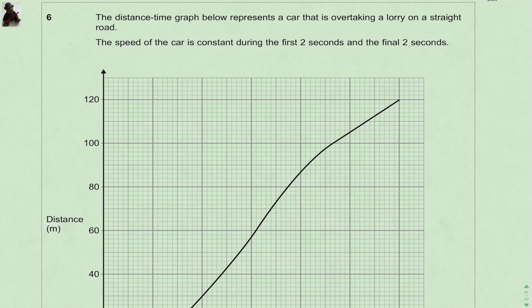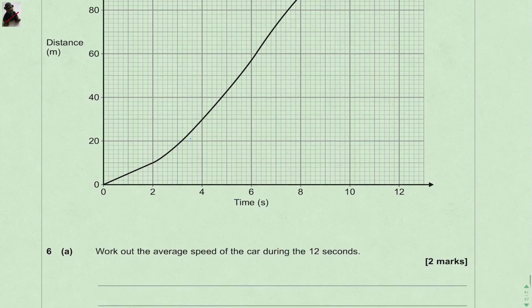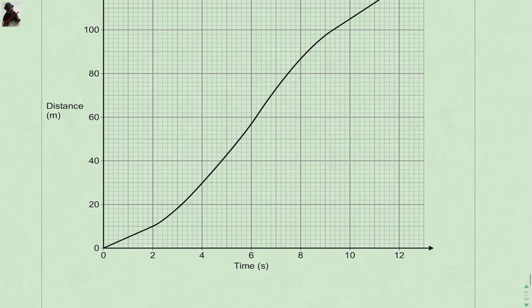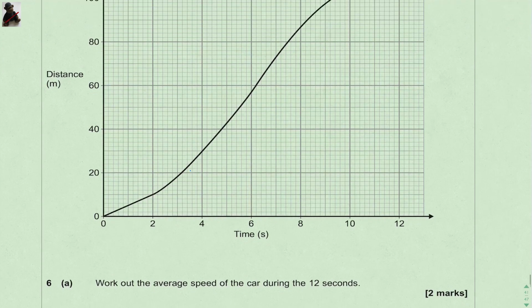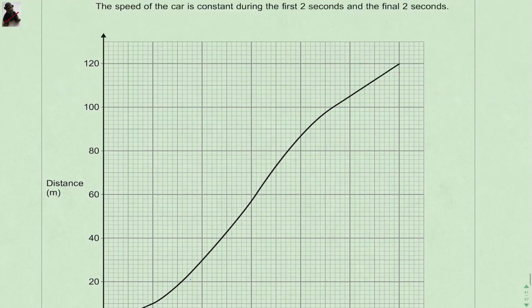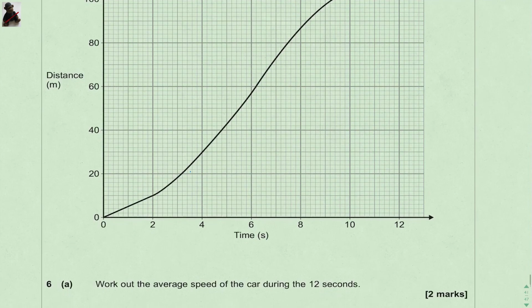So this is 90,000 per minute. Question 6. The distance time graph below represents a car that is overtaking a lorry on a straight road. The speed of the car is constant during the first 2 seconds and the final 2 seconds. This is a distance time graph, and the gradient of a distance time graph will give you the speed. The first 2 seconds is a uniform speed, that means the gradient is constant. And the last 2 seconds is also a uniform speed, that means the gradient is constant.